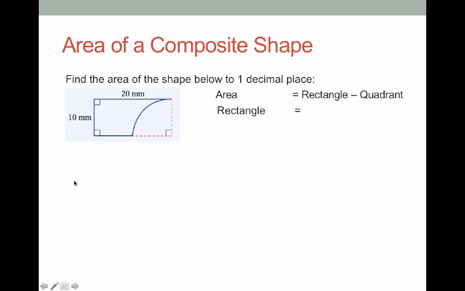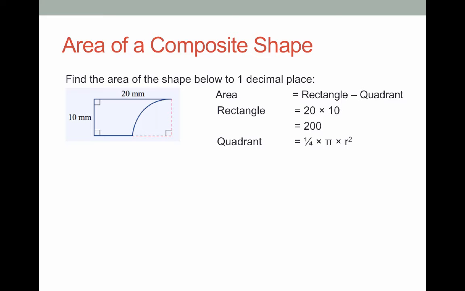We can work out the area of the rectangle to start off with by multiplying the length by the width, which is going to be 200 millimeters squared. Now what we want to do is find the area of the quadrant. Now a quadrant is a quarter of a circle, so this formula will be a quarter times pi times the radius squared. So we have to work out what the radius is.